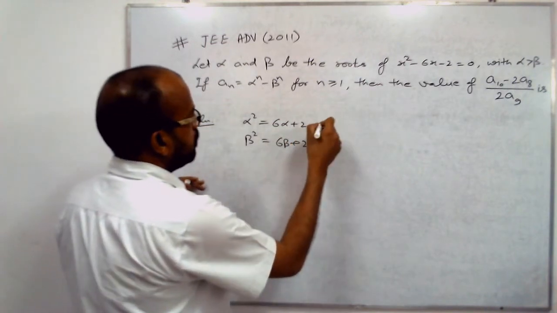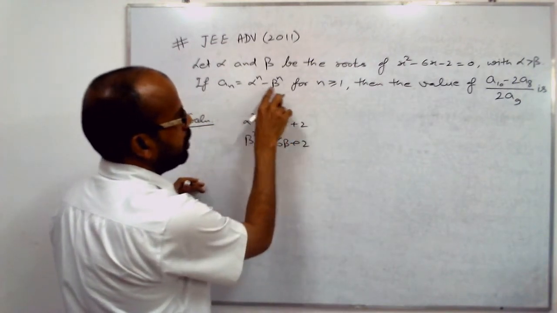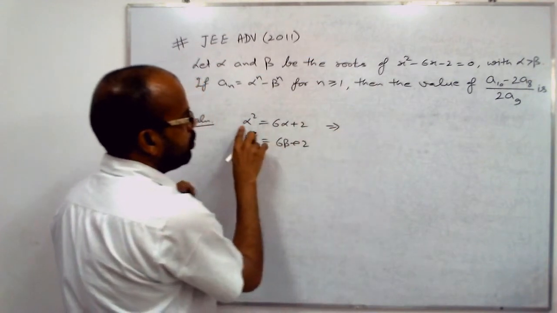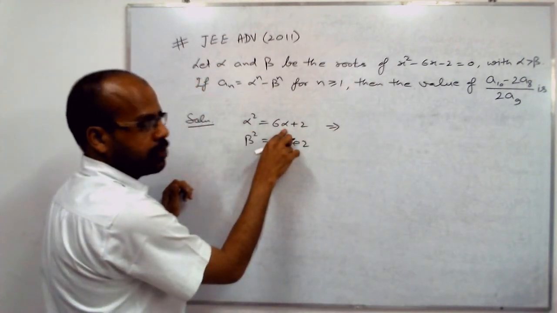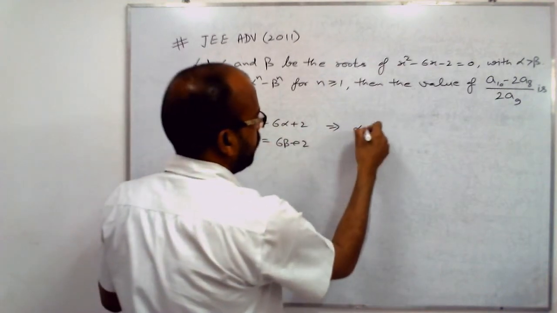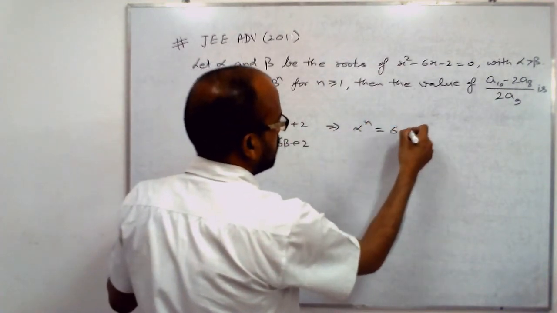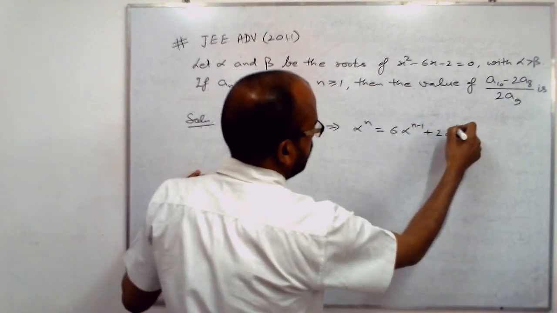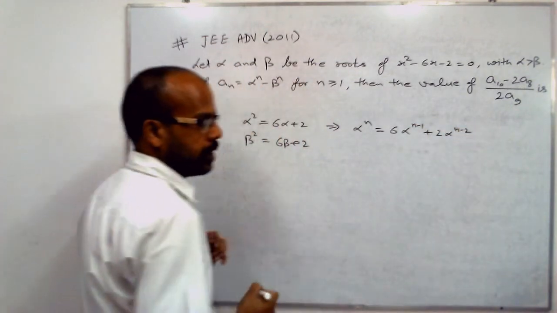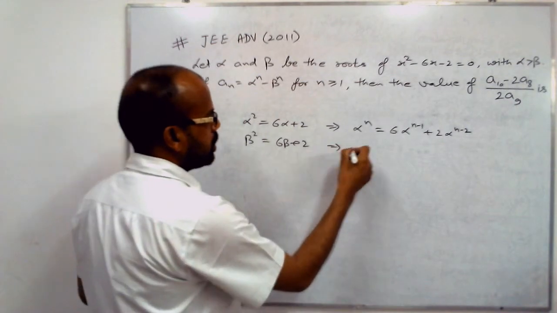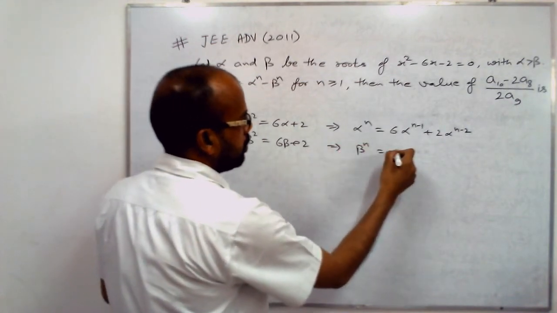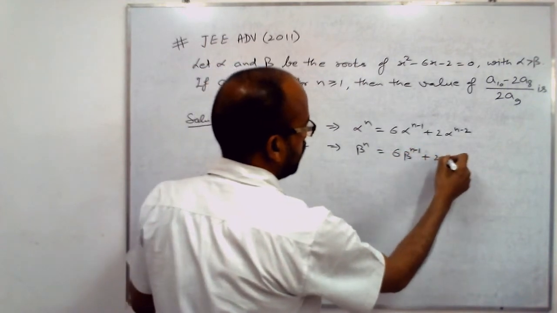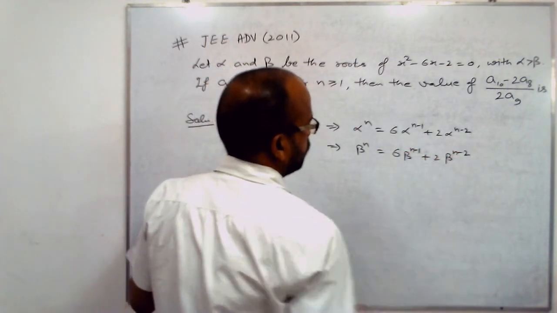And now, because I want to introduce alpha raised to the power n and beta raised to the power n, what I do here is multiply both the sides by alpha raised to the power n minus 2. So I get alpha raised to the power n is equal to 6 into alpha raised to the power n minus 1 plus twice alpha raised to the power n minus 2. Similarly here also I do the same thing. Beta raised to the power n is equal to 6 into beta raised to the power n minus 1 plus twice beta raised to the power n minus 2.